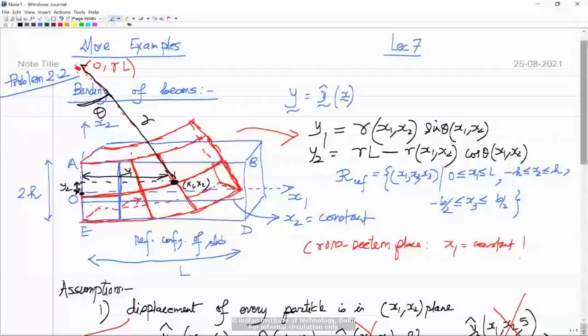So it is indeed the case of pure bending, where we say that plane sections remain plane, and each of the longitudinal fibers bend into an arc of a circle. That is indeed the case here. So can you now tell me, with this representation, what will be the radius and theta function? Will it depend on both x1 and x2? Likewise, theta, will it depend on both x1 and x2? What do you think?